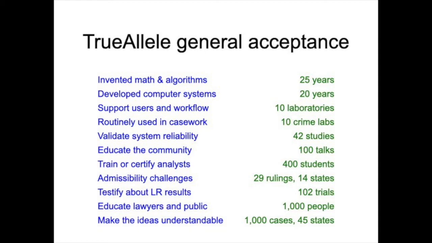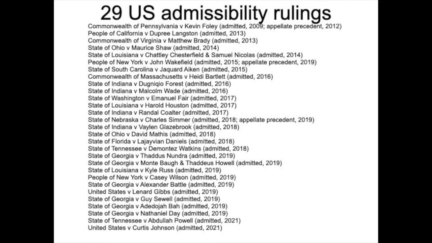It just hasn't happened. Here's a listing of the 29 admissibility rulings, the latest ones on the bottom. And Virginia is towards the top. That was one of the first admissibility hearings in Colonial Heights, Virginia versus Matthew Brady. Judge Sherrod admitted it in 2013.